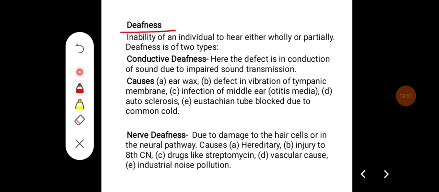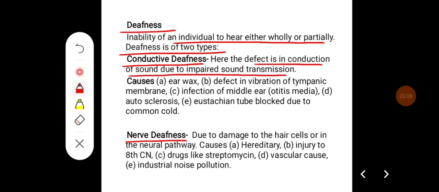Deafness is the inability of an individual to hear, either wholly or partially. Deafness is of two types: conductive deafness and nerve deafness. In conductive deafness, the defect is in the conduction of sound due to impaired sound transmission.